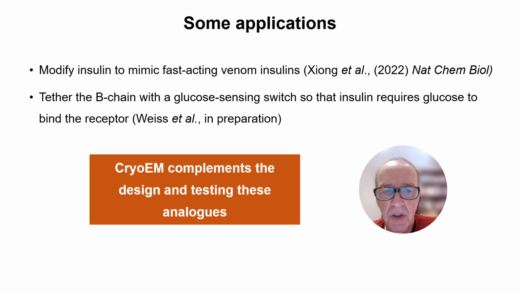The second of which is to insert a glucose sensing switch into the B chain of insulin so that it remains tethered to the hormone in the absence of glucose, and then in high glucose concentration allows release of that chain. And you can clearly see what the applications of that would be in diabetes therapy. So I'm not going to go into detail about those, but we have cryo-EM structures that have helped within the design of those insulin analogs. Some of that will still yet to be published.